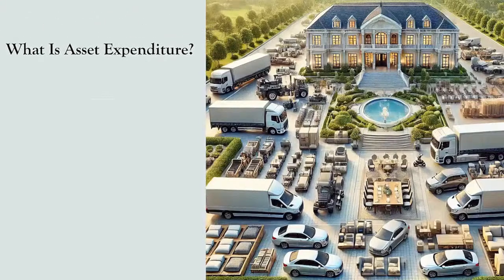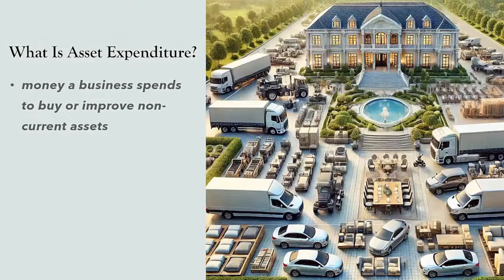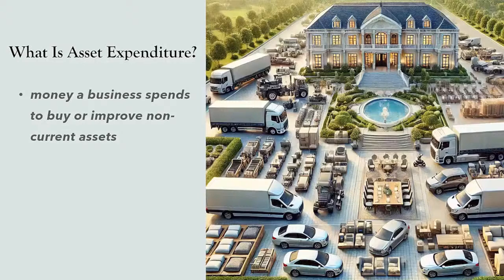1. What is asset expenditure? Asset expenditure is the money a business spends to buy or improve non-current assets. These are assets that the business will use over many years to help it generate income. Examples include machinery used to manufacture products, buildings, such as office spaces or warehouses, and vehicles, like trucks or company cars. Think of asset expenditure as a long-term investment in the business. These assets won't just help the business this year. They'll continue to add value for many years.